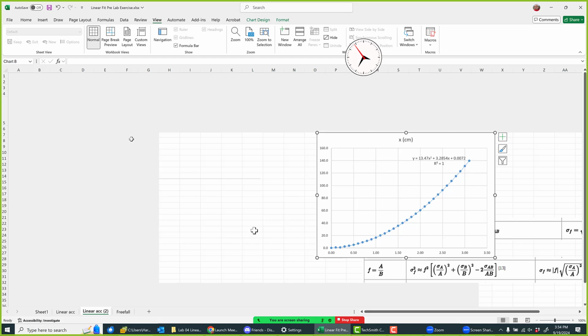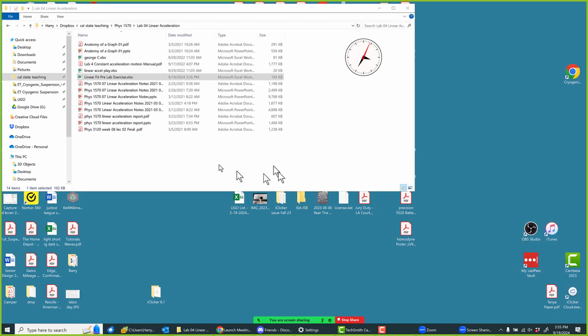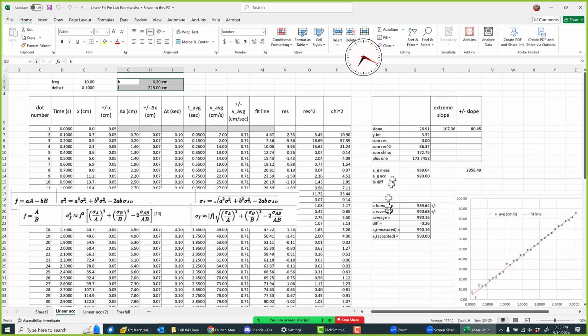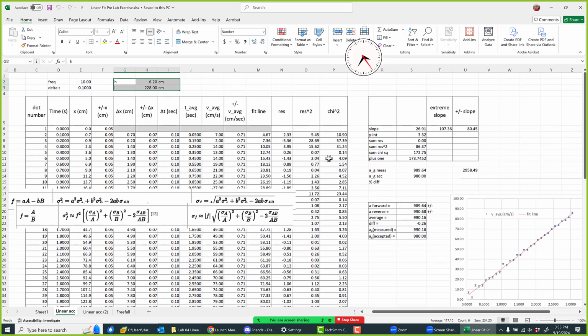So the only thing is, I don't know how to solve this problem. I will try closing and reopening this. Oh, God bless it. Yeah, so this is what you guys did for the pre-lab, and it has the up and the down, but that's physics 2100 and physics 1100. So I apologize for that.